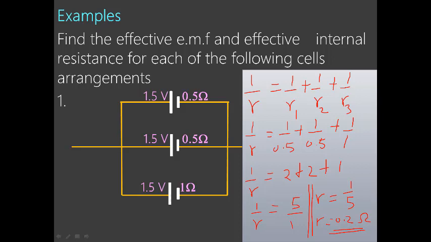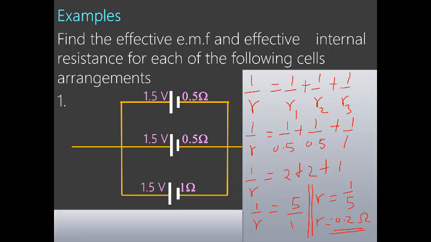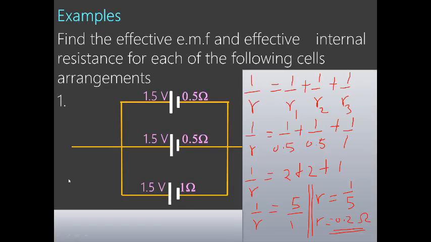So you see that in this case, our effective EMF here is equal to 1.5 volts, and our effective internal resistance is 0.2 ohms. You see that this is very small. The internal resistance has reduced, but the EMF just remains the EMF of one of the cells.